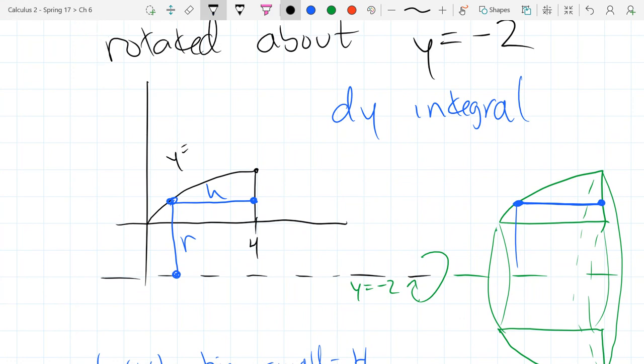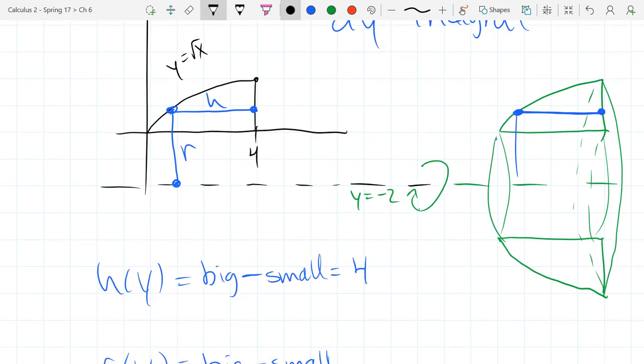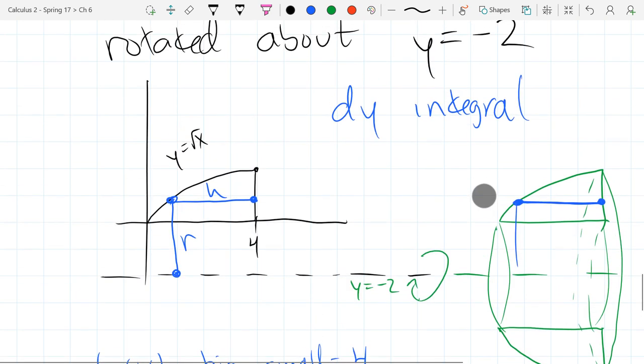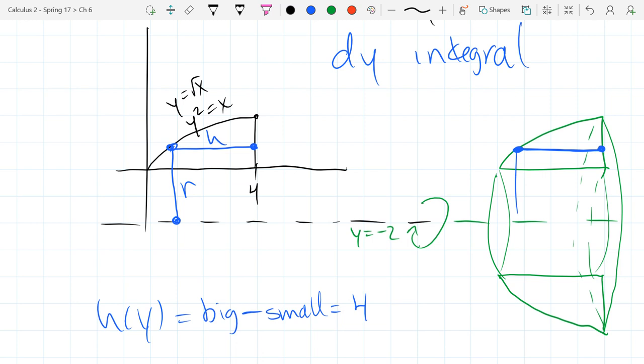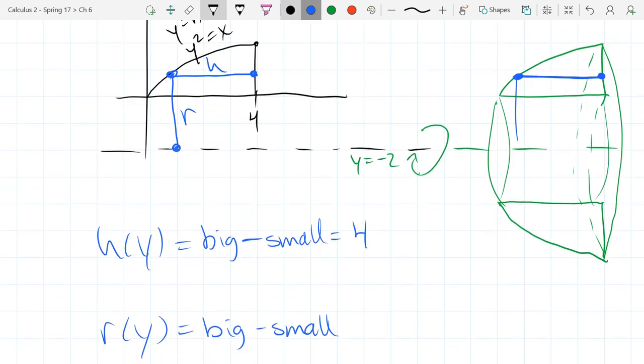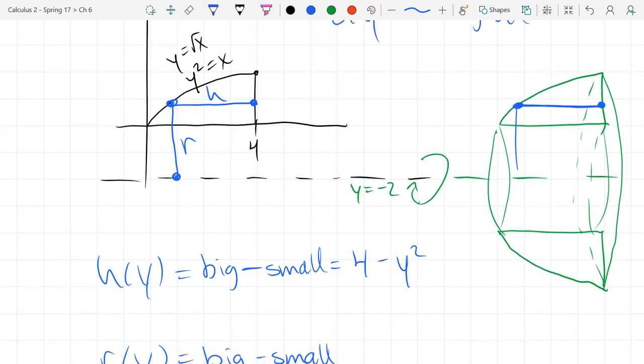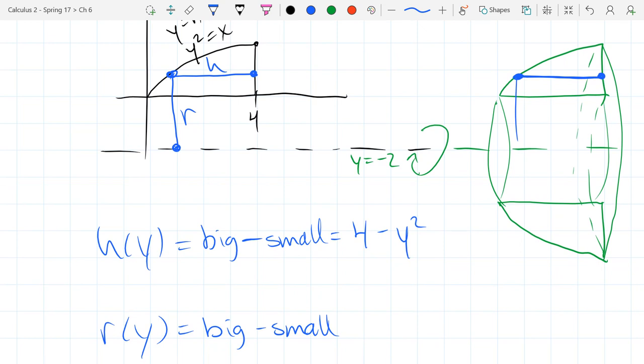If I label this y equals square root x, why can't I just go minus square root x? Because it also has the y equals. I need a function of y, not a function of x. So we need to turn this around. I'm going to solve for x by squaring both sides, so y squared equals x. Now I can say the small cutoff is y squared. So I got my function of y now. That one was a little tricky. You have to solve for your other variable. Any questions about the small cutoff for the height?